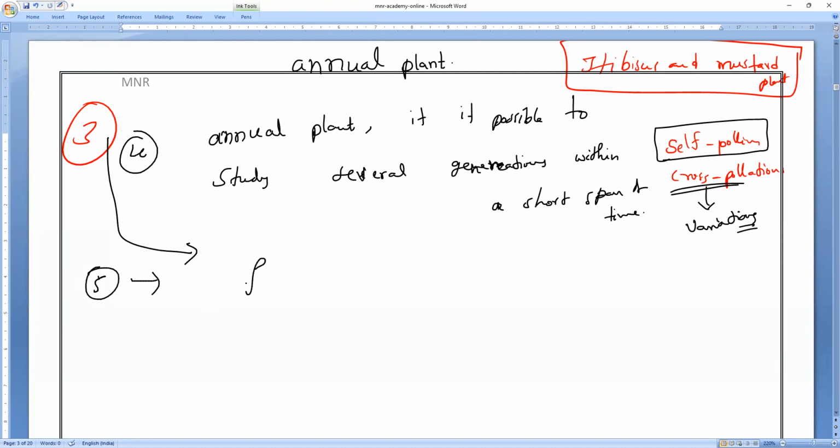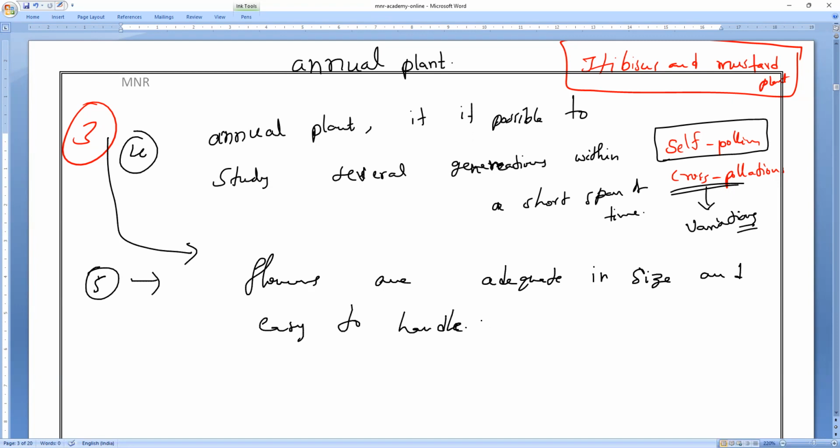Next one. Flowers of the pea plant are adequate in size and easy to handle. They are not too small or too big, so it is not difficult to remove parts or do the hybrid crossing. It is easy to handle. That is the reason he chose the pea plants. Understand, everybody? And next one, last point.